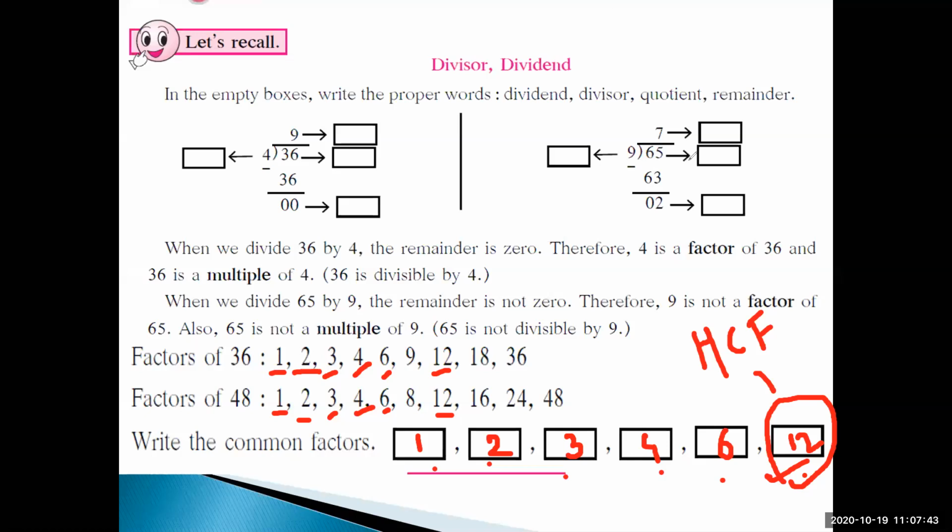Now students, I am giving you one sum to find the HCF. Just let me know the answer in the chat box. For example, I am giving you one example, 18 and 15. Find the highest common factor of these two numbers. I am giving you 1 minute to solve this sum.